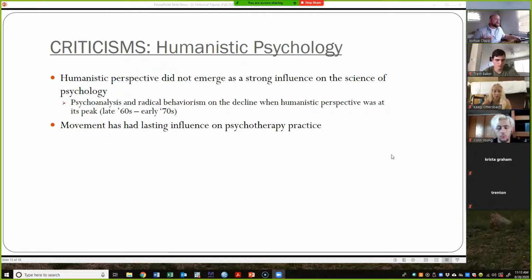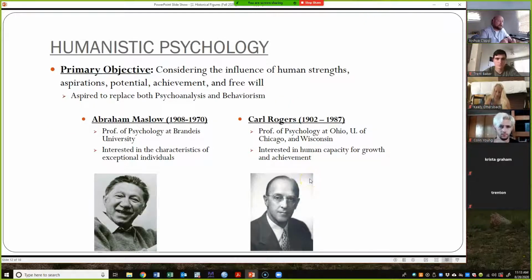Remember that humanistic psychology was a reaction to behaviorism and psychoanalysis both, right? Because behaviorism and psychoanalysis were both very deterministic types of theories, right? If I'm a psychoanalyst, I say all of your behavior is determined strictly by these unconscious drives, okay?